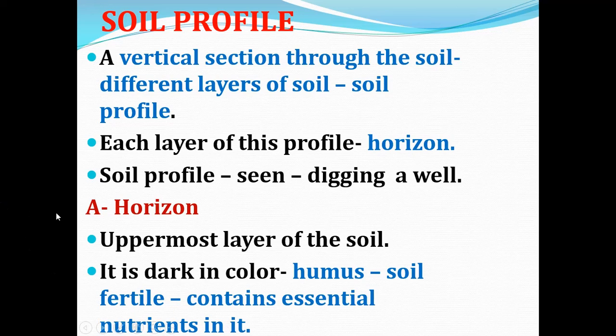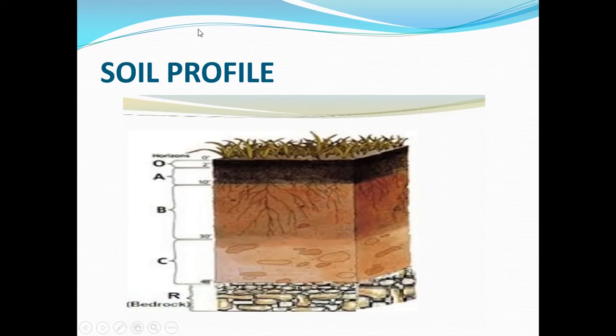Okay, so A horizon, also known as topsoil, is the uppermost layer of the soil. It is dark in color and rich in humus, which makes the soil fertile. This humus contains essential nutrients, which is favorable for the growth of plants. Now here you can see the picture of soil profile. As I have already told, it is divided into 4 horizons: A horizon, B horizon, C horizon and D horizon. D horizon is also called bedrock.